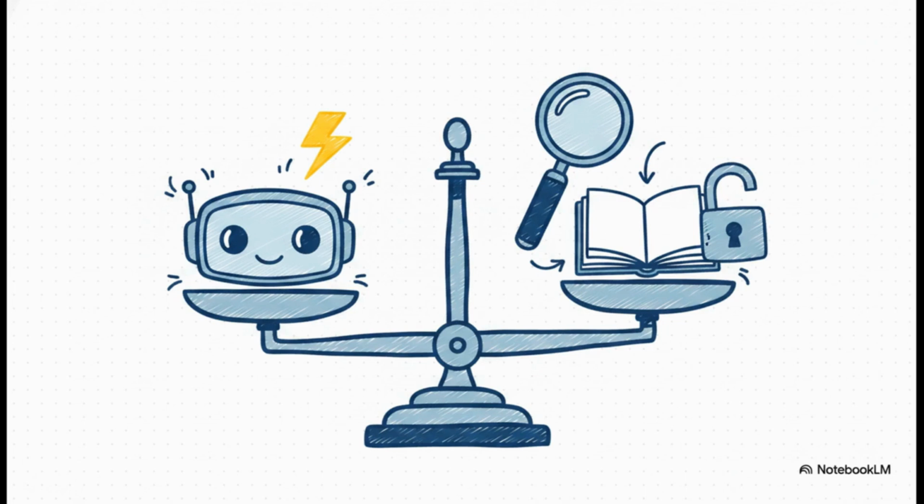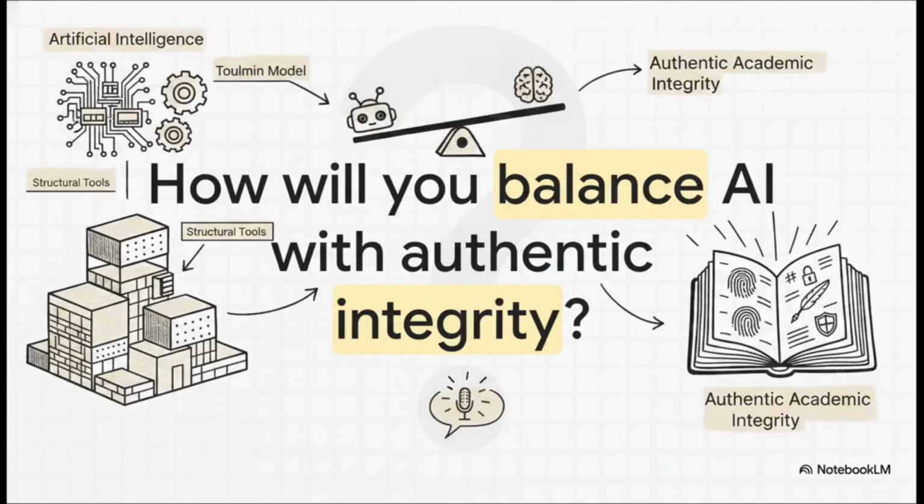While AI can undoubtedly improve the design and grammar of your text, you have to declare its use and apply strict transparency to ensure your academic work remains scientifically valid. At the end of the day, it is a tool to support your reasoning, not to replace it. And that brings us to the end of our architectural blueprint, leaving us with this final, genuinely vital question. How will you balance artificial intelligence with authentic academic integrity?